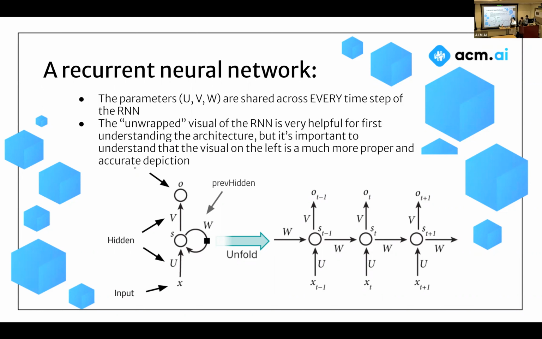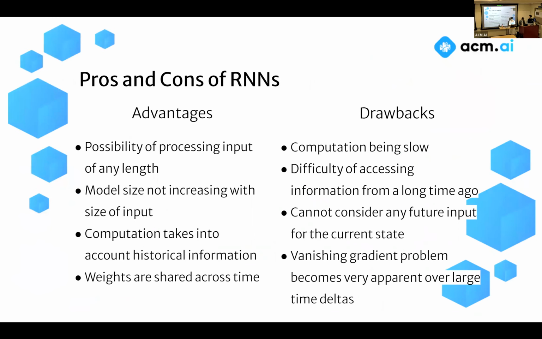Yeah, that's pretty much what Jordan said. The main thing to get out of this part is that the parameters are shared throughout the entire model, and that's pretty much what allows RNNs to process sequential data in this manner. And so just to discuss some of the cons of RNNs.